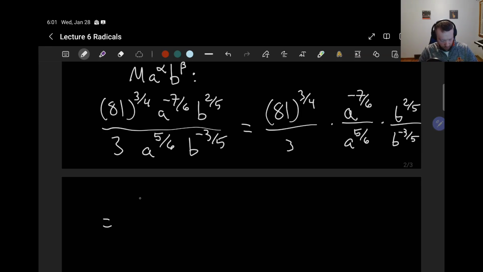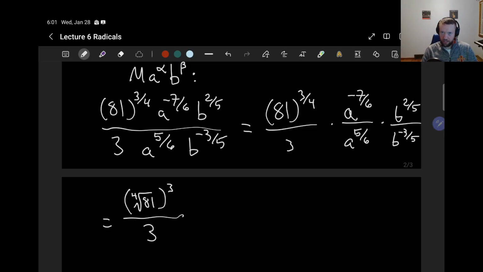We can frame it like this. It's 81 to the 1/4 power. I'm even going to go ahead and write it as a fourth root. Then cubed. And this is convenient. It's convenient to do it in this way because 81 has a nice fourth root.